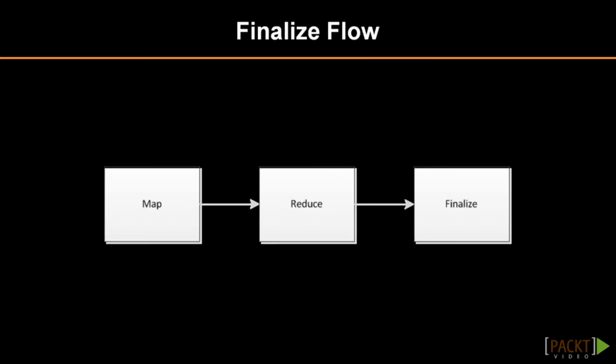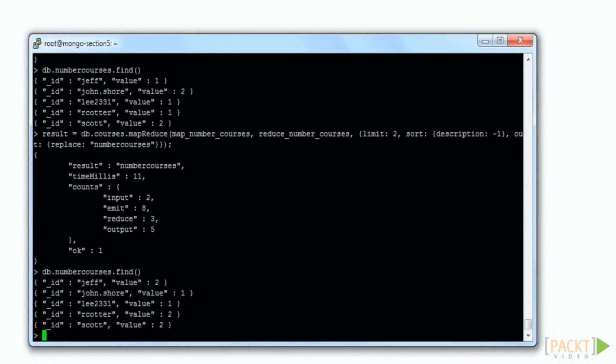At times, a final step is required to transform the reduce output into a final form. MongoDB accommodates this by allowing the definition of a finalize step or function. Data flows from map to reduce, and then to a finalize function to produce the final output. To see how finalize works, we'll change our map and reduce functions to focus on course ratings. These are values between 1 and 5, with a 5 being a perfect rating.